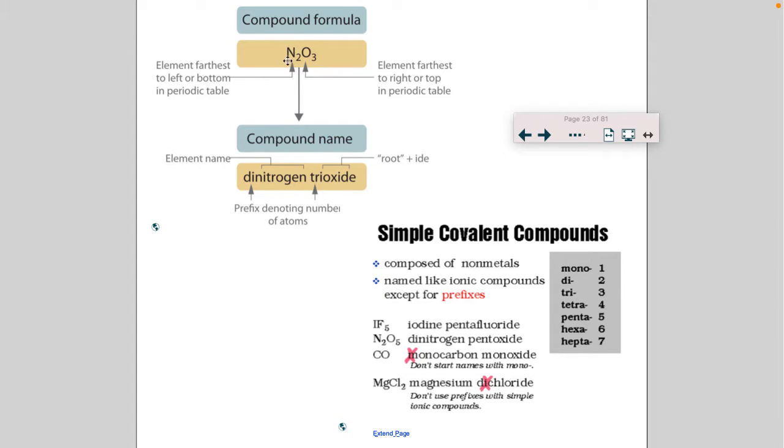So if there's more than one, then you're going to use a prefix. If there was just one, then there's no prefix on this first name. But there's more than one here, so the prefix for 2 is di. I'm going to say dinitrogen. Then I look, it's O3. What's the prefix for 3? It's tri. And then oxygen, but we change the ending from gen to IDE. So trioxide. Dinitrogen trioxide.